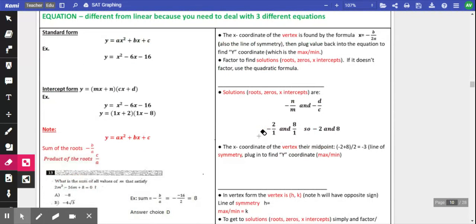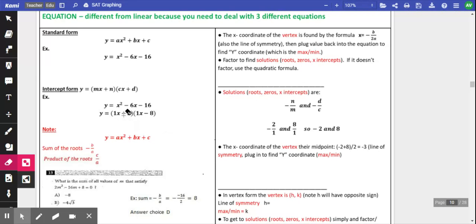All right, so this is what quadratic equations look like. This is them in standard form. The x-coordinate of the vertex can be found by doing x equals negative b over 2a. And also that's where the line of symmetry would be. So then once you get the x value, you can plug back in to find y. You factor to find the solutions, the roots or the zeros or x-intercepts. They all mean the same thing. If it doesn't factor, use the quadratic formula. That does come up on the SAT.